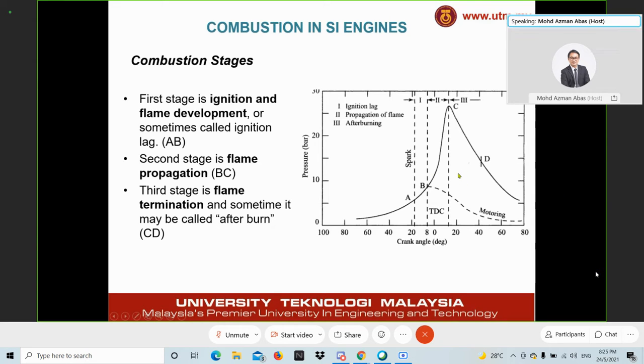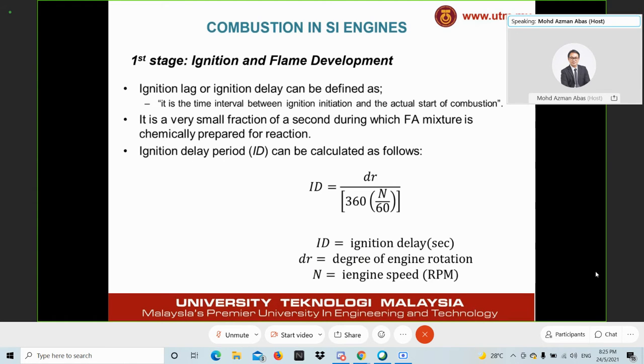Whenever we refer to the combustion process, there are always 3 areas for you to discuss or explain. So let's go into detail on each of the stages, or phases. In the first stage, which is ignition and flame development.